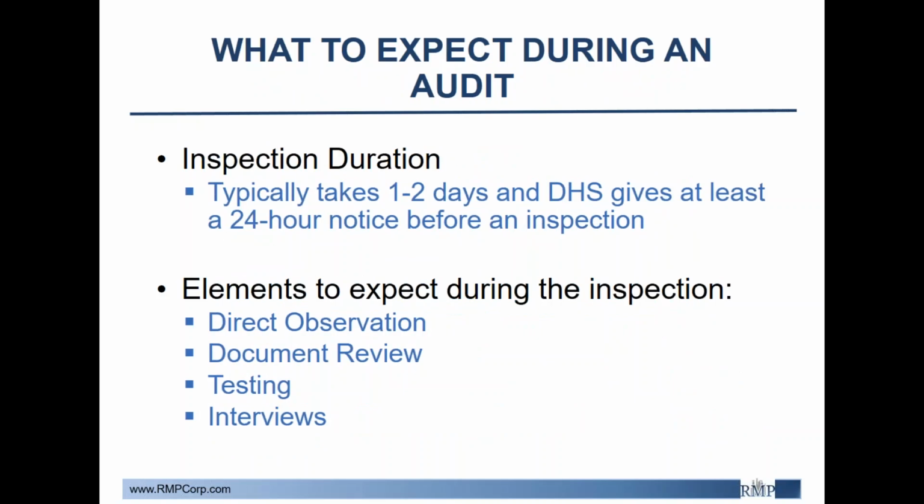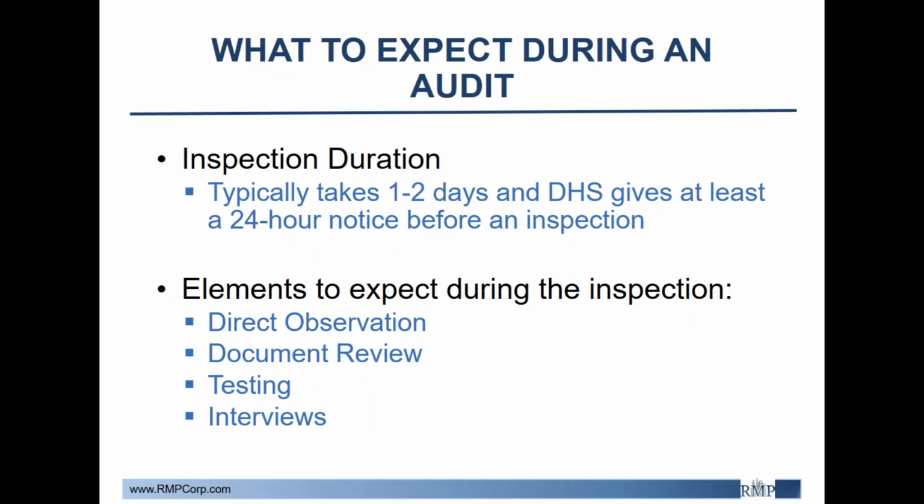So what to expect during an audit. When a facility is audited, the DHS inspector should reach out at least 24 hours in advance to schedule a time for the inspection. Typically, this audit will take 1 to 2 days depending on the complexity and how well organized the facility is. There are 4 components to look out for in this kind of inspection.